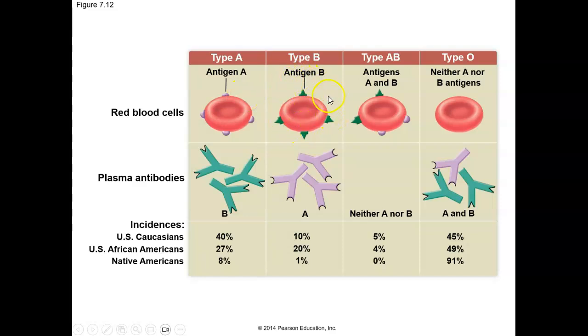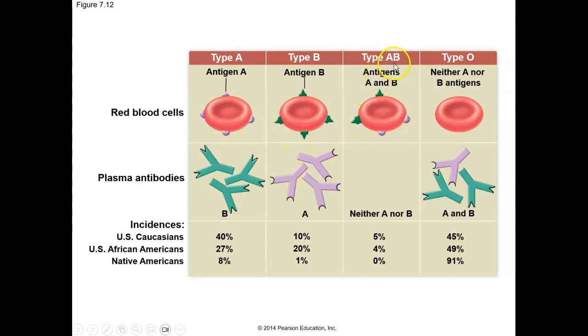Somebody with type B blood would fight off A's. A's would be foreign. So they're going to make antibodies against the A's, and they're going to fight off blood cells that have A antigens.